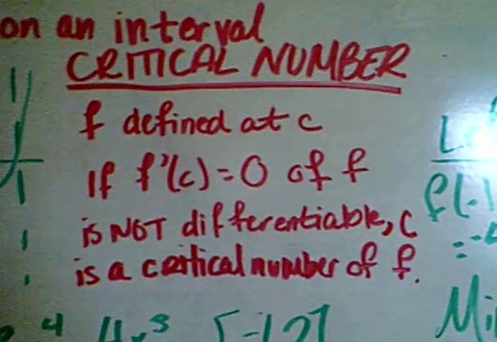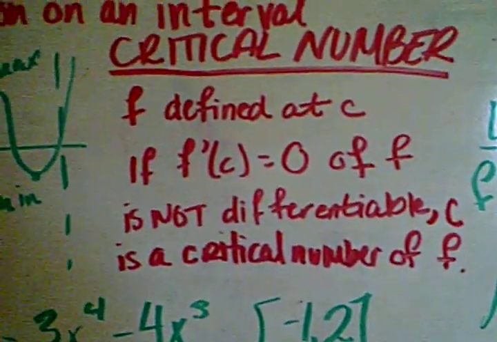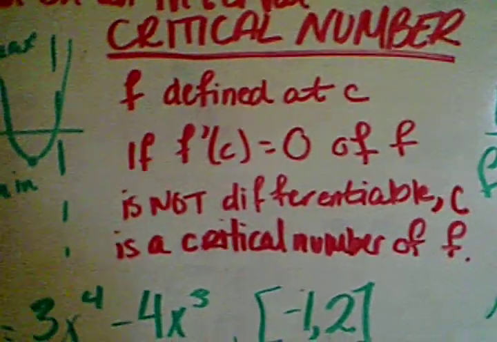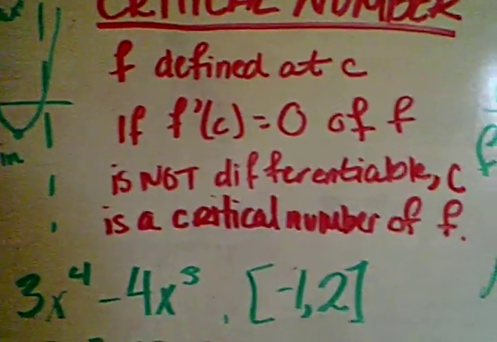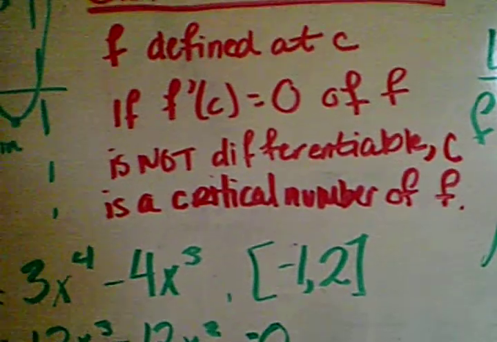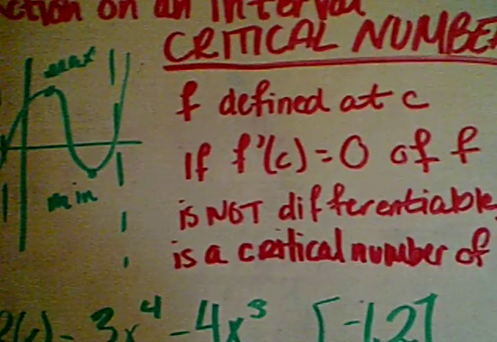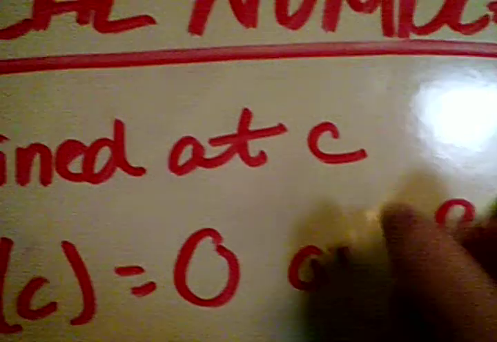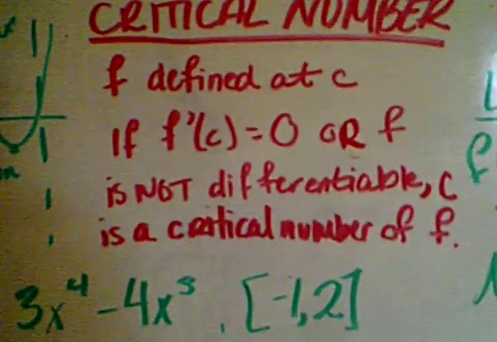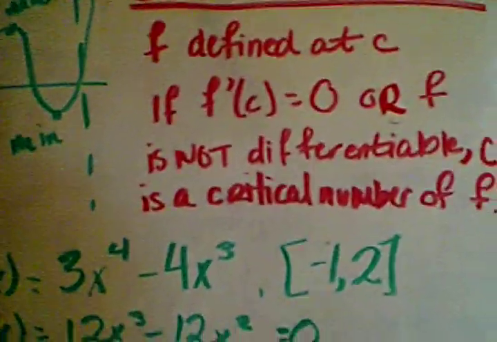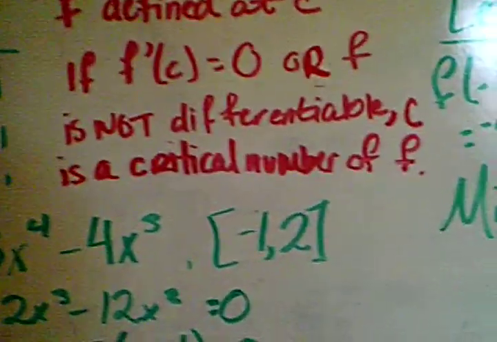Yes, they are critical. Remember, f is defined at c, so we'll just leave it there. So if f prime of c equals 0, or f is not differentiable, sorry, I wrote the wrong word. This is supposed to be the word "or." So, let's see, if f prime of c equals 0, or f is not differentiable, c is a critical number of f.